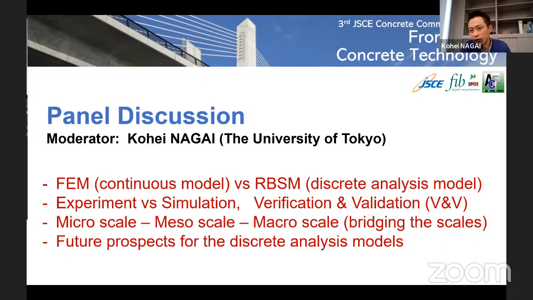This discussion is not only for the discrete model. Nowadays, with powerful computers we can use easily, we often see in international journals very fine mesh FEM, where concrete failure simulation is done successfully. Sometimes the shape of the aggregate is also modeled as it is. But how can we validate or verify these models? It's quite difficult, so V&V and measurement also become very important.